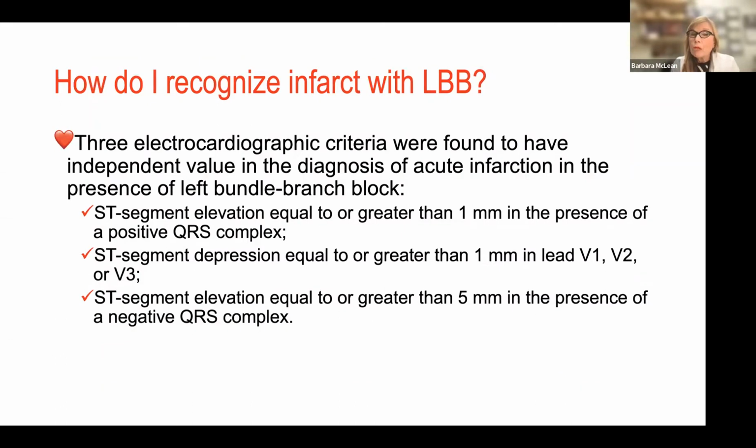So again, 3 basic criteria: that your ST segment elevation is in the presence of an upright QRS complex, that's concordance, and it's greater than 1 millimeter. ST segment depression, concordant with a downward ventricular depolarization, V1, 2, or 3, or ST segment elevation is greater than 5 millimeters elevated.